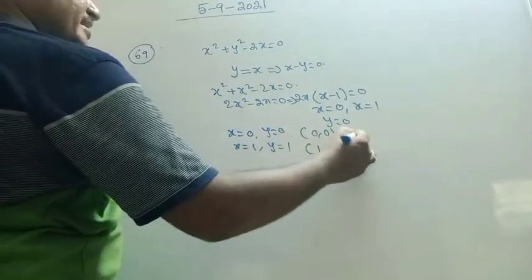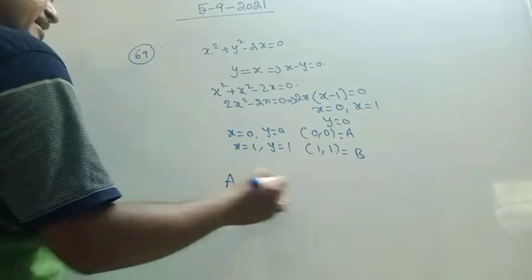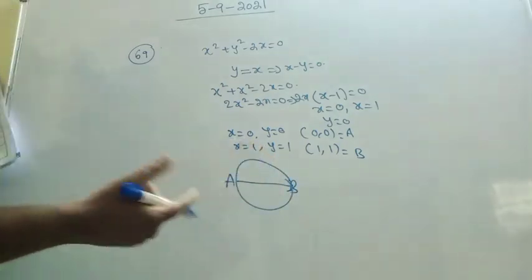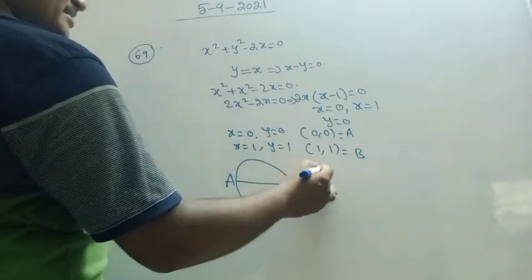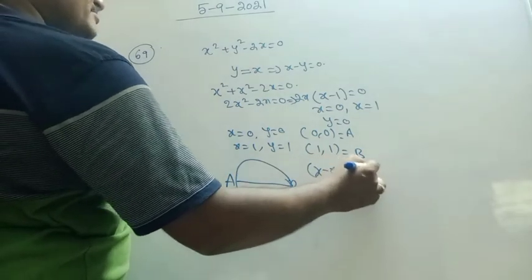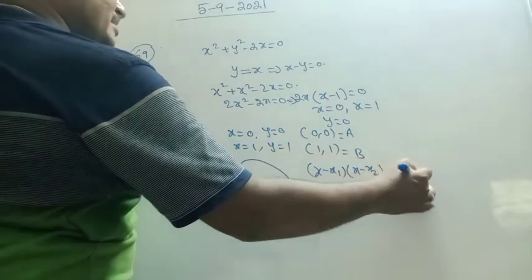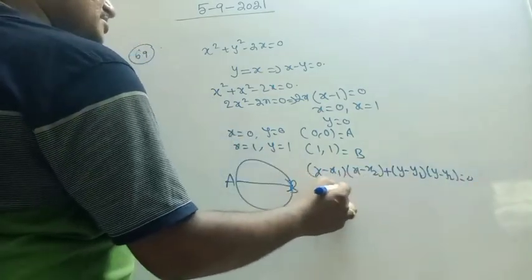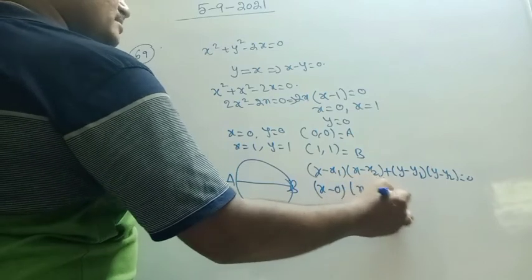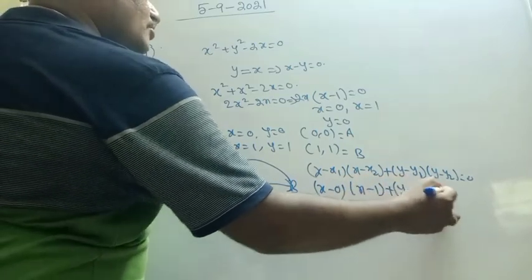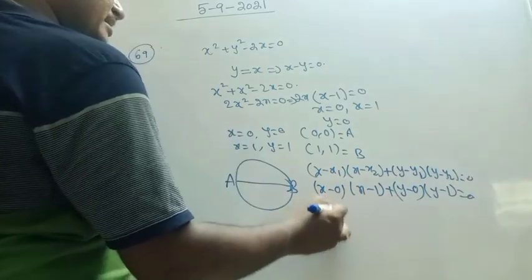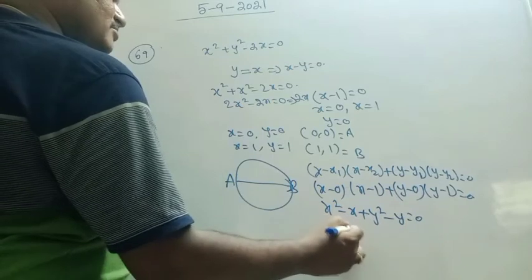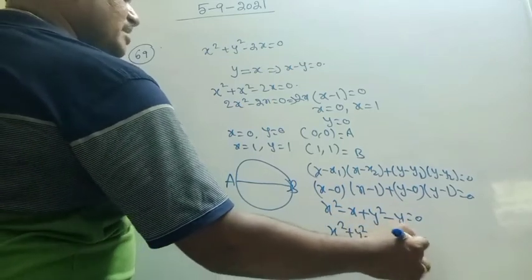This one you call A and this you call B. With A and B as a diameter, you can get a circle. You know the diametric form of the equation of the circle. That means x minus x1 into x minus x2 plus y minus y1 into y minus y2 is equal to 0. This is x minus 0 into x minus 1, y minus 0 into y minus 1 is equal to 0. x square minus x plus y square minus y equal to 0. x square plus y square minus x minus y. Now you got the equation of the circle.